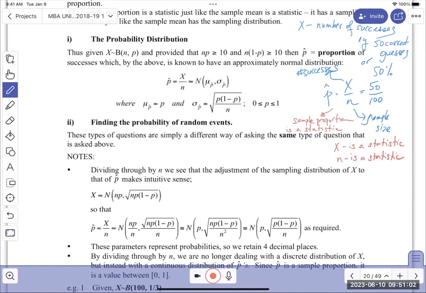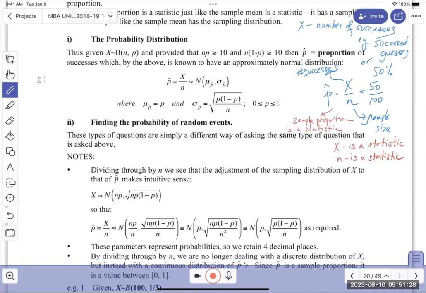So X is a statistic with a distribution that's binomial with parameters n and p. Wrap your head around that one. Then p hat, the question now becomes, what's the distribution of the statistic p hat?